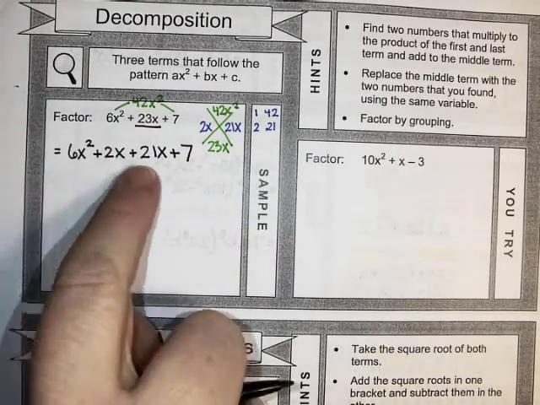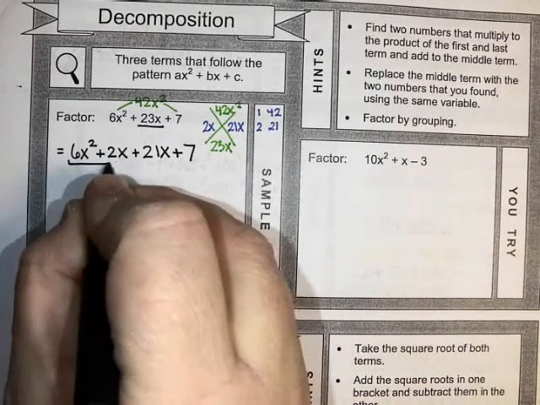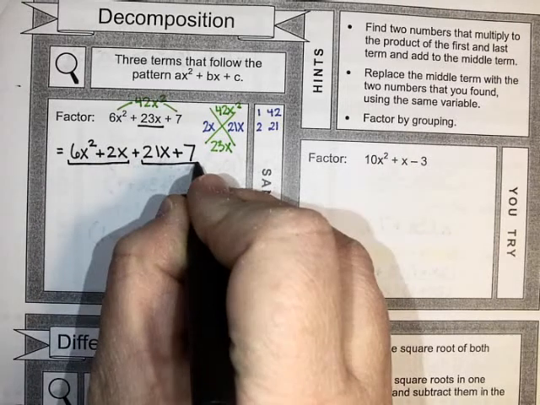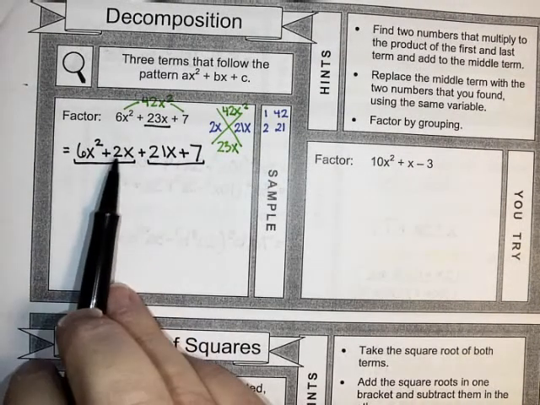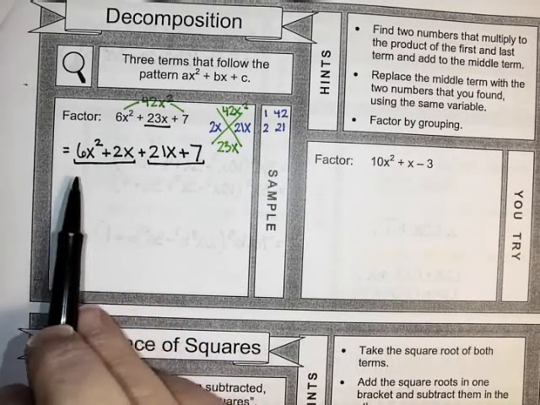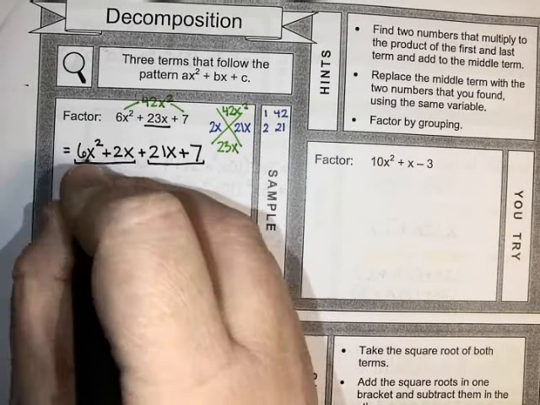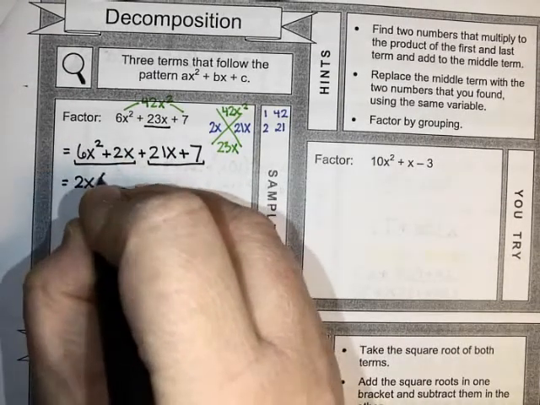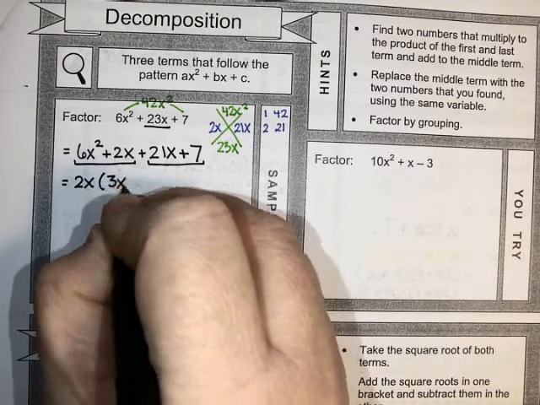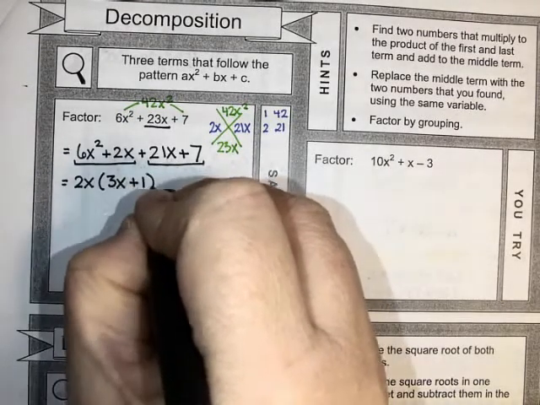Now that I have four terms, I can group. We're going to group together the first two and the last two. You should get the same answer if you put the 21 first and the 2 second. From my first pair, 6 and 2 both divide by 2, and they both have an x. 6x squared divided by 2x is 3x. And then 2x divided by 2x is just 1.